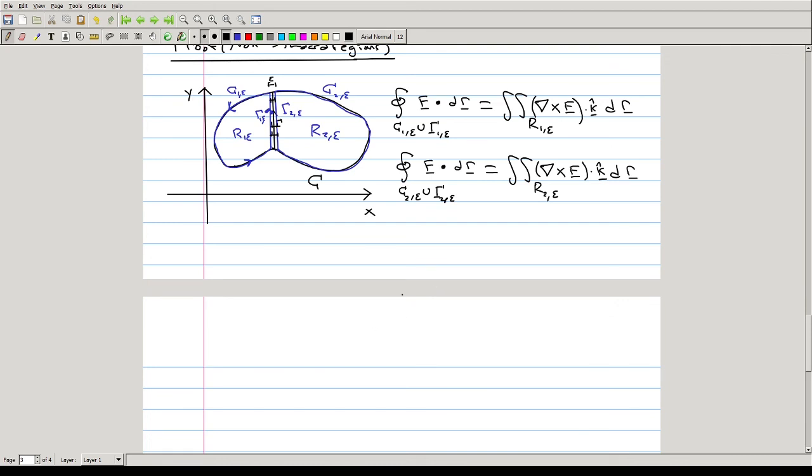And it's important to think about what happens now as epsilon goes to 0. So what happens to these domains when epsilon goes to 0?